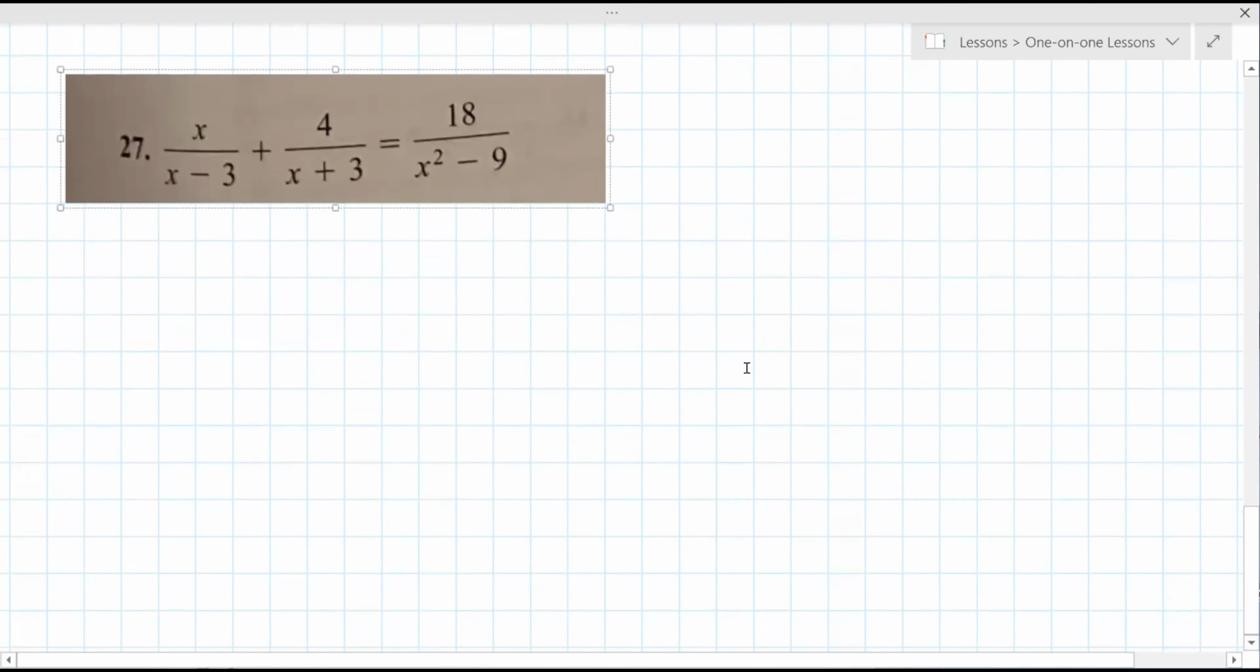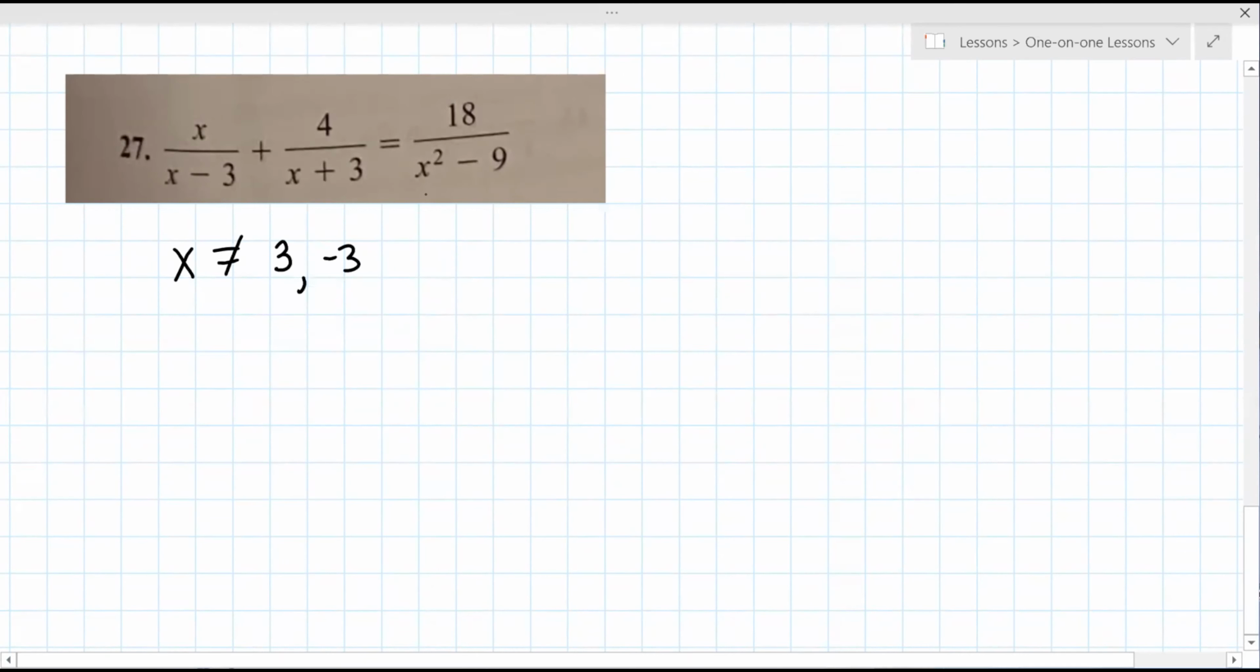Okay, this is another example of where the left side, x minus 3, x plus 3, tells you what the right side factors into. But before we do that, what can x not be so that we're not dividing by 0? What are the excluded values here? The excluded values of this would be plus or minus 3.